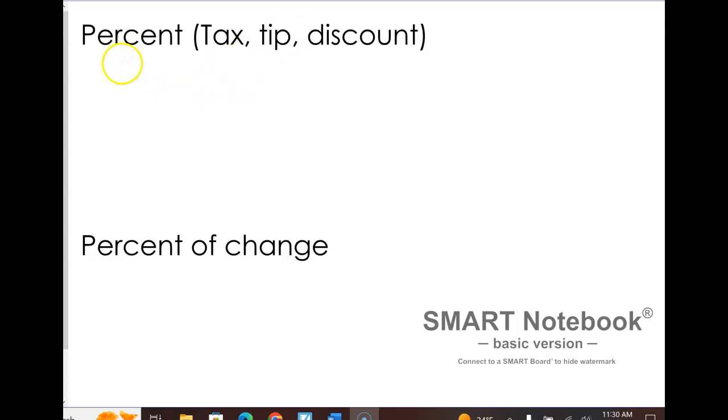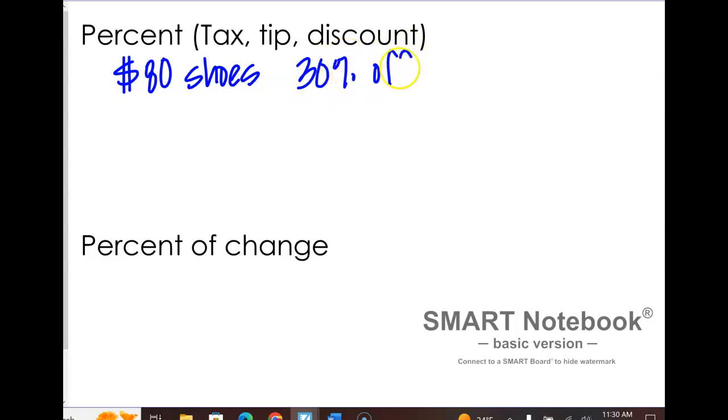So for example, let's say there are some $80 shoes that we like and they are 30% off. To find the price of the shoes after the discount, we would take the $80 shoes and we want to know what 30% of 80 is. So we're going to make 30% a decimal, and the word of means multiply. So 30% of 80 means 80 times 30% as a decimal. So when you do 80 times 0.30, you're going to get 24.